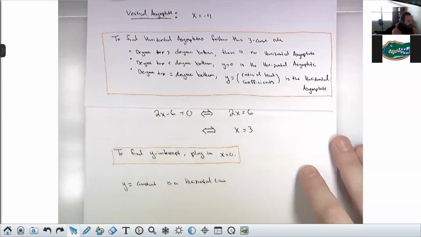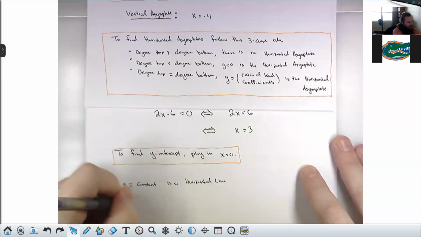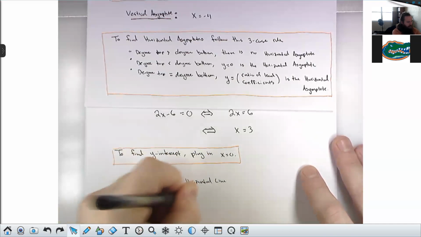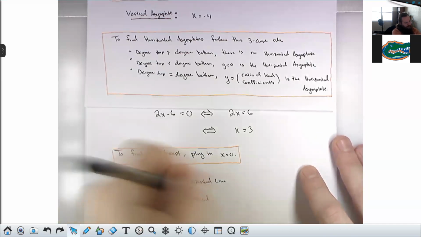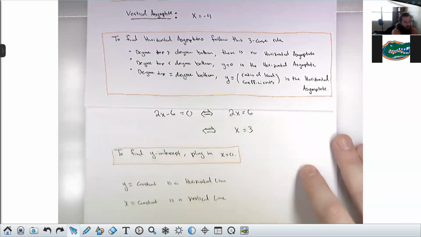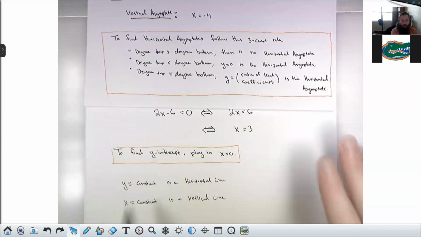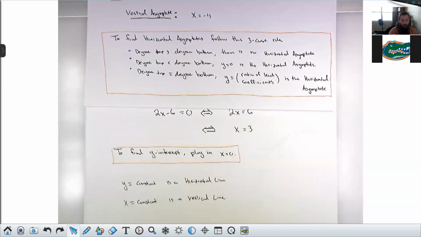So your horizontal asymptotes should always look like y equals some constant, and x equals a constant is always a vertical line. So your vertical asymptotes should always look like x equals some constant. We always want the equation of the line. Don't just tell me the vertical asymptote is 2. Don't just tell me the horizontal asymptote is 7. You got to tell me y equals 2 or x equals 7.